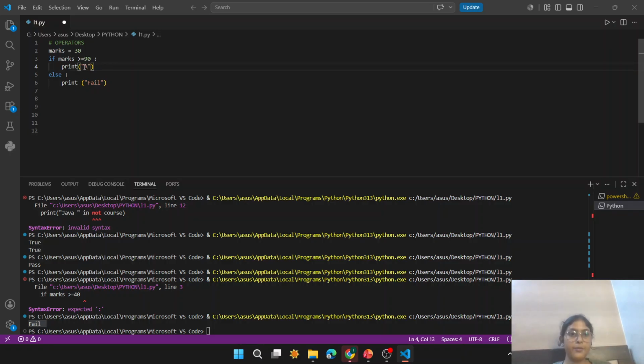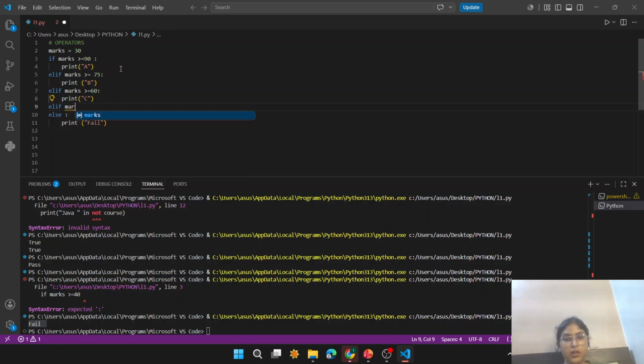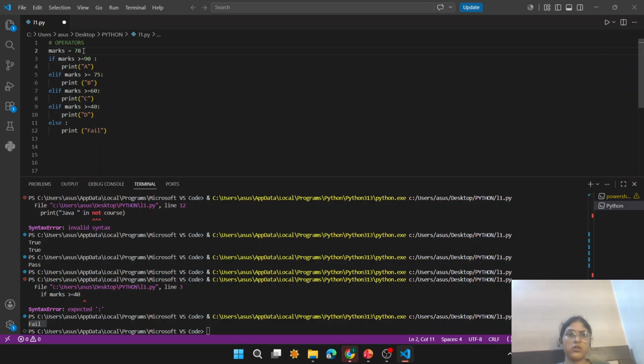Then print A, elif marks greater than or equal to 75, print B, elif marks 60, print C, elif marks greater than or equal to 40, print D. So I'm just changing it to 78. Let's see what answer we get.